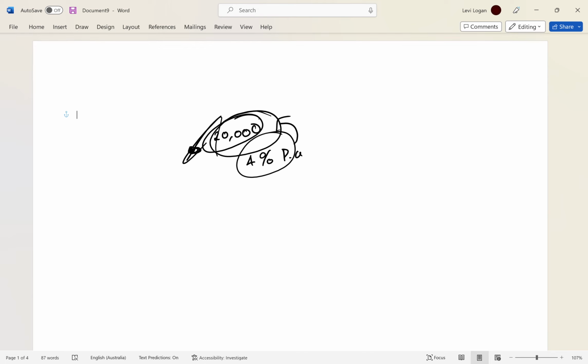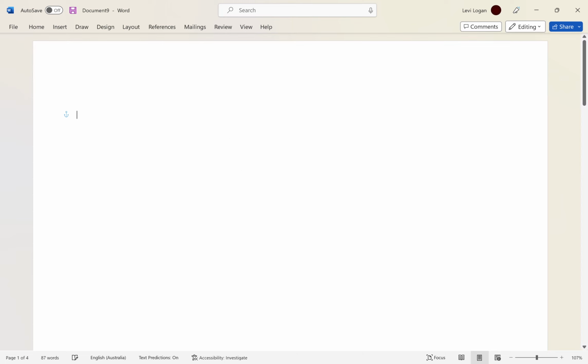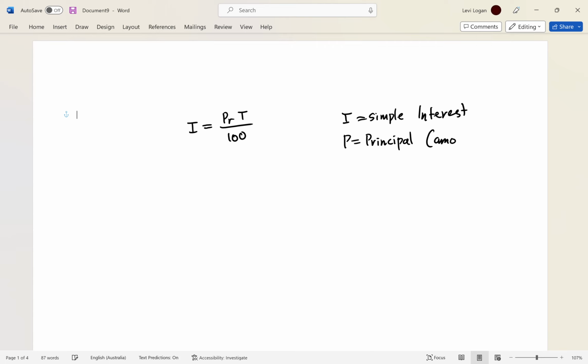So the formula we'll be using with simple interest is here. Simple interest is denoted by I equals PRT divided by 100. I is the simple interest. P is called the principal. Principal means the amount taken. So in that example, the 20 grand was the amount taken.